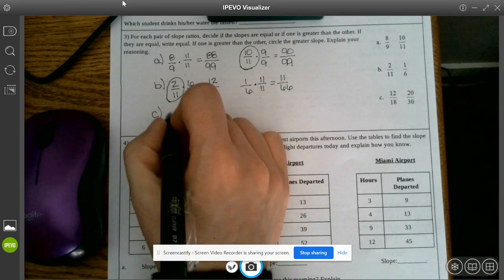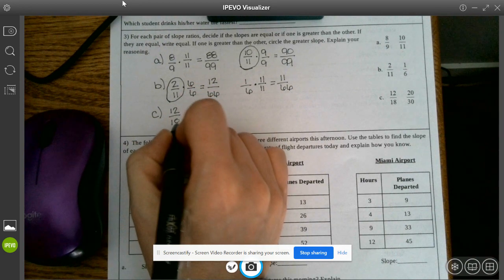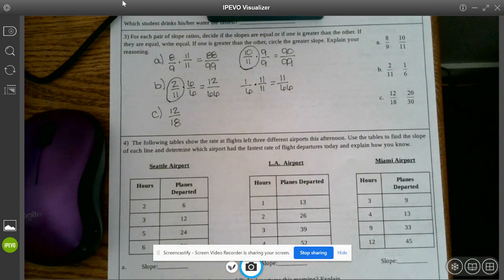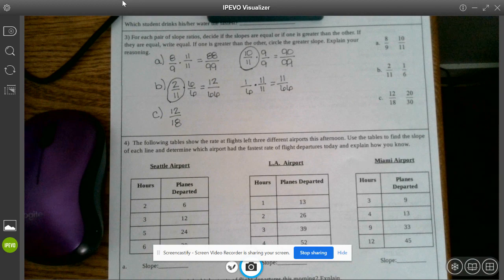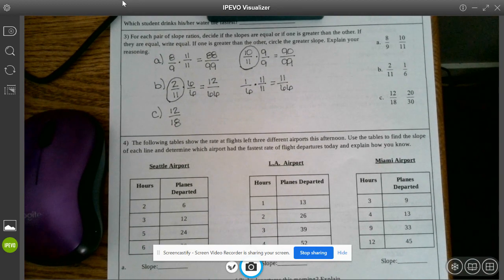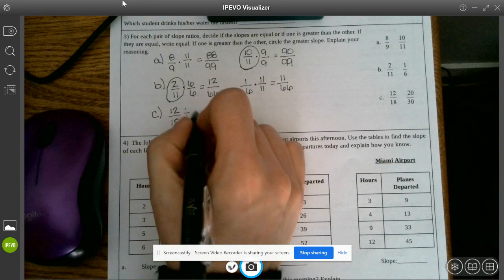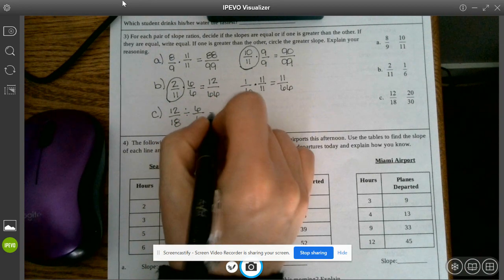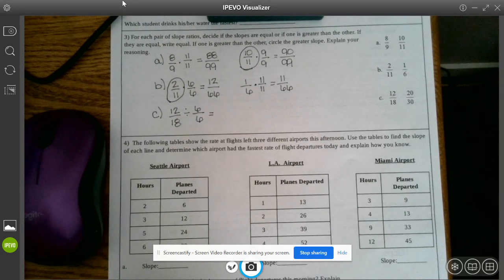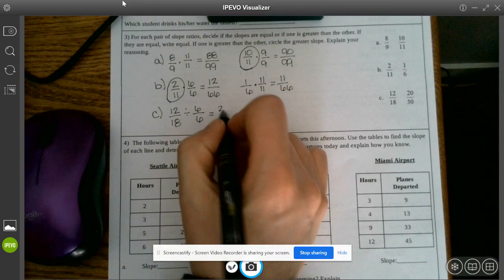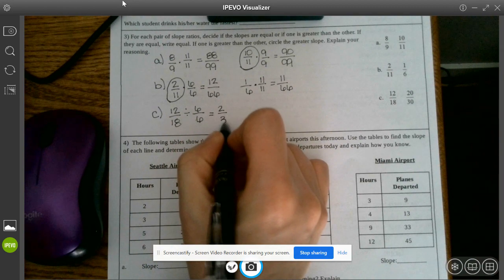Finally, let's compare 12/18 and 20/30. We're going to take a little bit of a different approach here. Both of these are not in their lowest terms, so we're going to reduce these fractions using our giant 1, but we're going to divide by our giant 1. 12 and 18 have a factor of 6 in common. So I'm going to divide top and bottom by 6 over 6, or my giant 1 of 6 over 6. 12 divided by 6 is 2. 18 divided by 6 is 3.